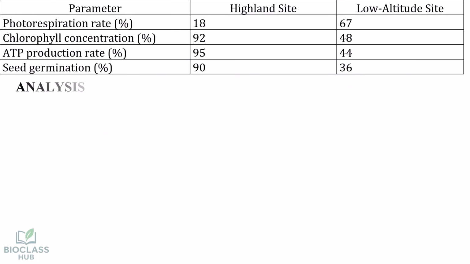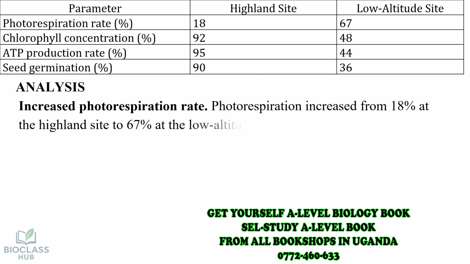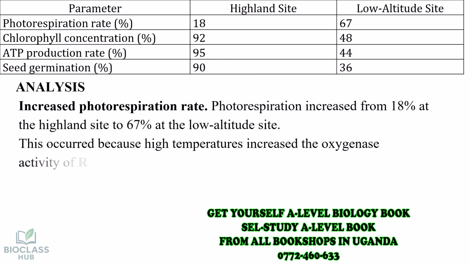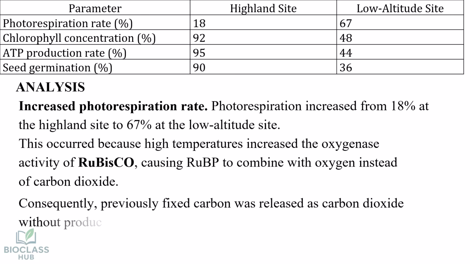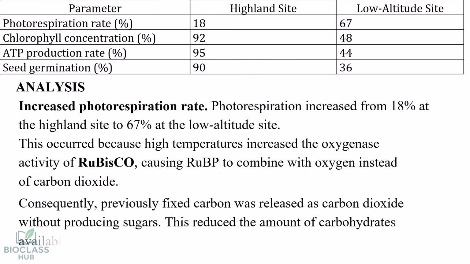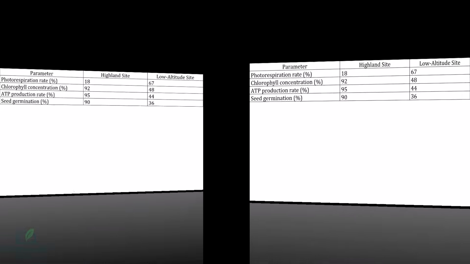Analysis: what happened, why it happened, and how it happened. Increased photorespiration rate. Photorespiration increased from 18% at the highland site to 67% at the low altitude site. This occurred because high temperatures increased the oxygenase activity of rubisco, causing RuBP to combine with oxygen instead of carbon dioxide. Consequently, previously fixed carbon was released as carbon dioxide without producing sugars. This reduced the amount of carbohydrates available for growth and development, leading to reduced crop growth.